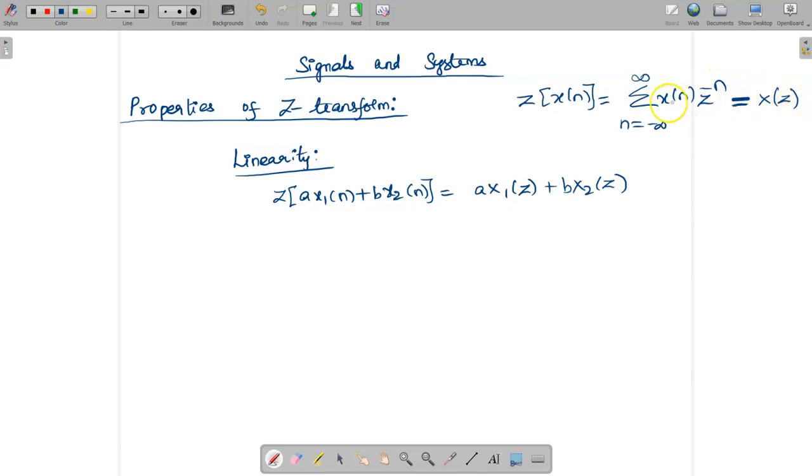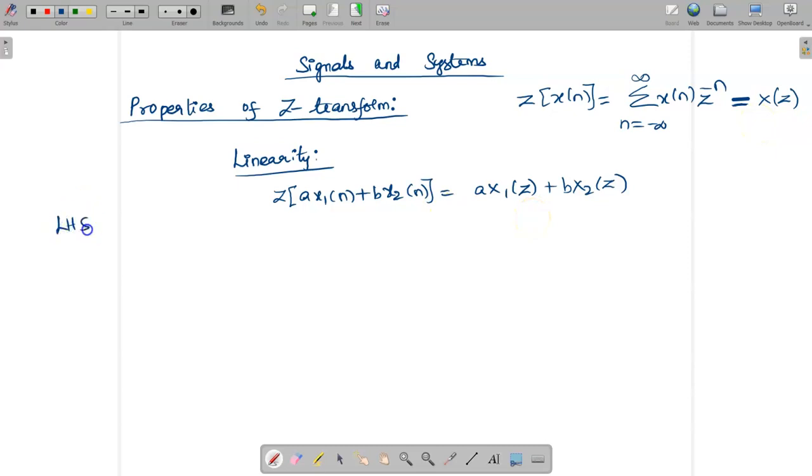How are we writing this? This small x will become capital X, leave the power minus n, whatever the base available, that you have to write in the functional value, which is nothing but z. Okay. So like that we have to analyze the formula so that it will be easy for us to prove the property.